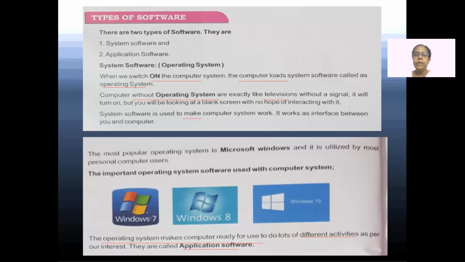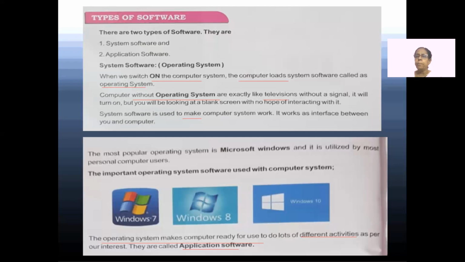So the most popular operating systems, I already told you, are Microsoft 7, Microsoft 8, and Windows 10. These are the most common operating systems, and they are utilized by most people because everybody uses Microsoft Office. Okay, so the operating system makes the computer ready for use. You cannot use it without the operating system. It's ready for use only when there is an operating system in your computer, and it does different types of activity. These different types of activity depend upon what you are using.